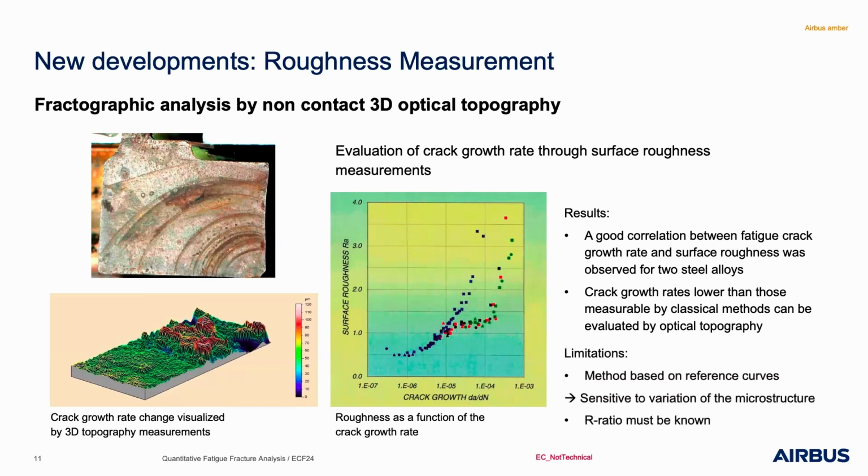Nevertheless, the limitations are that the method is based on reference curves, which have to be produced for each material, with each variation. This means if there's a microstructural variation, this means temper condition, if there are residual stresses, whatever. There are really large variations of possible things. And in addition, the R ratio must be known. From that, the method is not really often used, sometimes, but not really often.